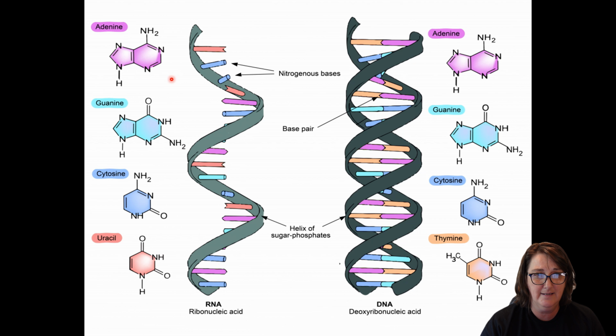My nitrogenous bases are going to come off the center. I'm going to have a phosphate-sugar backbone, a ribose backbone, the pentose sugar backbone, here, and my nitrogenous bases will be coming off the center. So uracil is in RNA, thymine is in DNA. All the other ones will be in both.